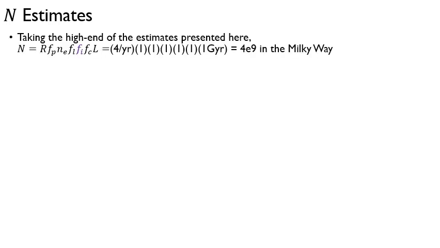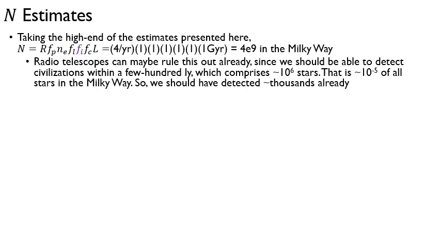So now let's put this all together and let's use our estimates to calculate N, the number of communicating civilizations in the Milky Way. So taking our high end, we plug in all those numbers that I went through. We'd say that there are about 4 billion communicating civilizations in the Milky Way, which is a huge, huge number. Just to be a little bit of a Debbie Downer here, the issue is that with radio telescopes, we can probably rule this out already.